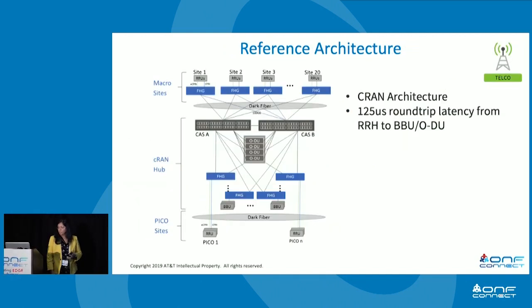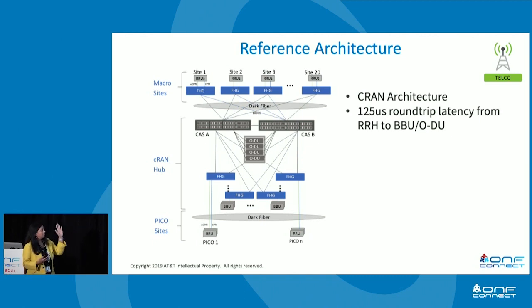Okay, so this is just to give you all a picture of the scale. If you look at a hub location, especially in a dense market like New York or San Francisco, you're going to have tens to hundreds of macros or cell sites being aggregated to the hub location. So that's the function of the CAS, to be able to aggregate that.